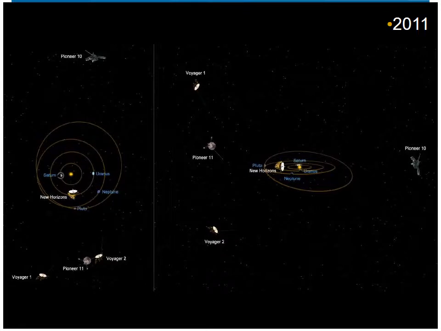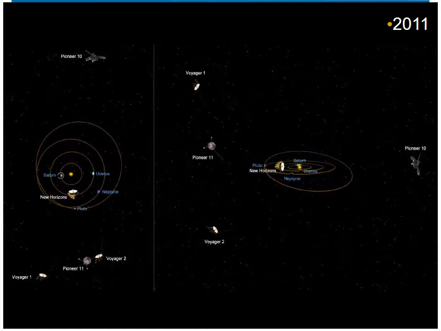This graphic shows the relative positions of NASA's most distant spacecraft in early 2011. Looking at the solar system from the side, Voyager 1 is the most distant spacecraft, about 17.5 billion kilometers away from the Sun at a northward angle. Pioneer 10 is the next most distant, about 15.4 billion kilometers away from the Sun, on the opposite side of the solar system.